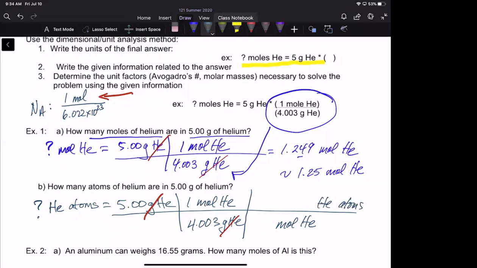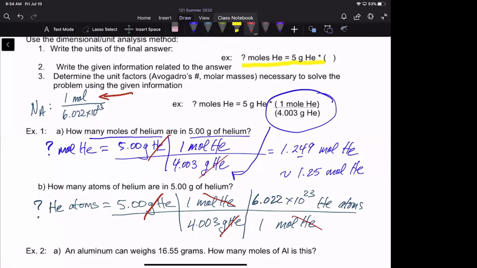So be careful when you do this. Make sure you put the number in the right place. 1 mole of helium has 6.022 times 10 to the 23rd helium atoms. Let's show those units canceling, and then we get helium atoms equals helium atoms.